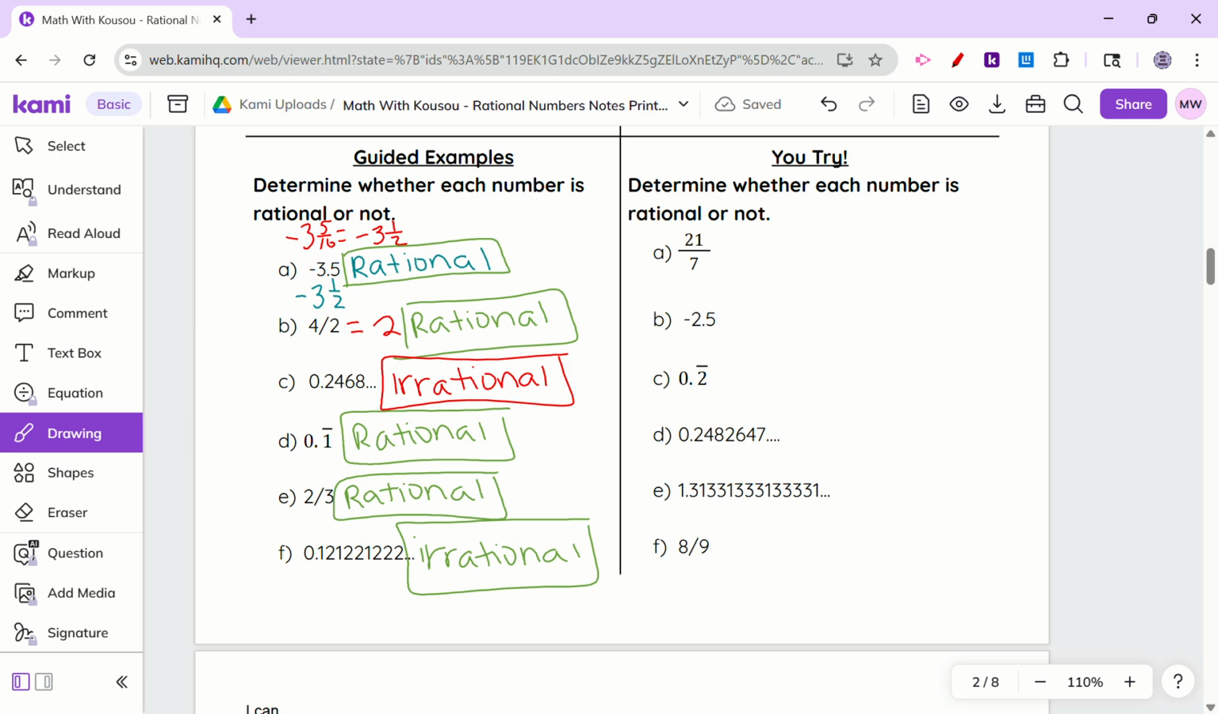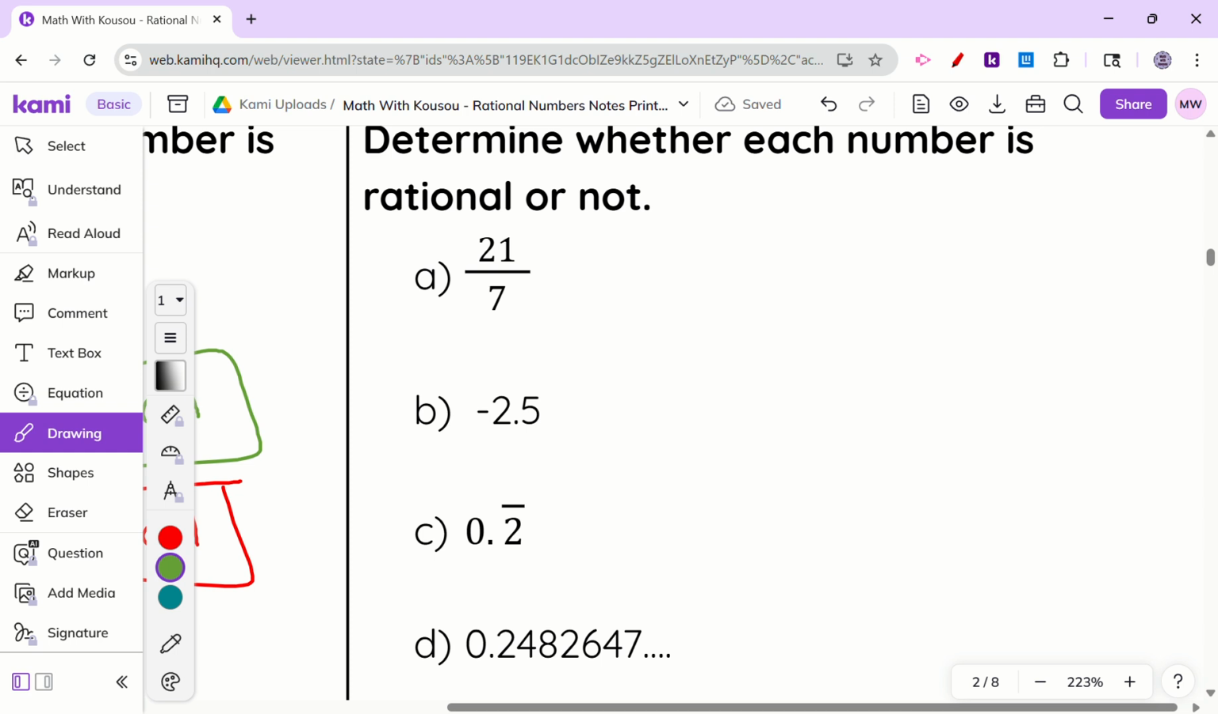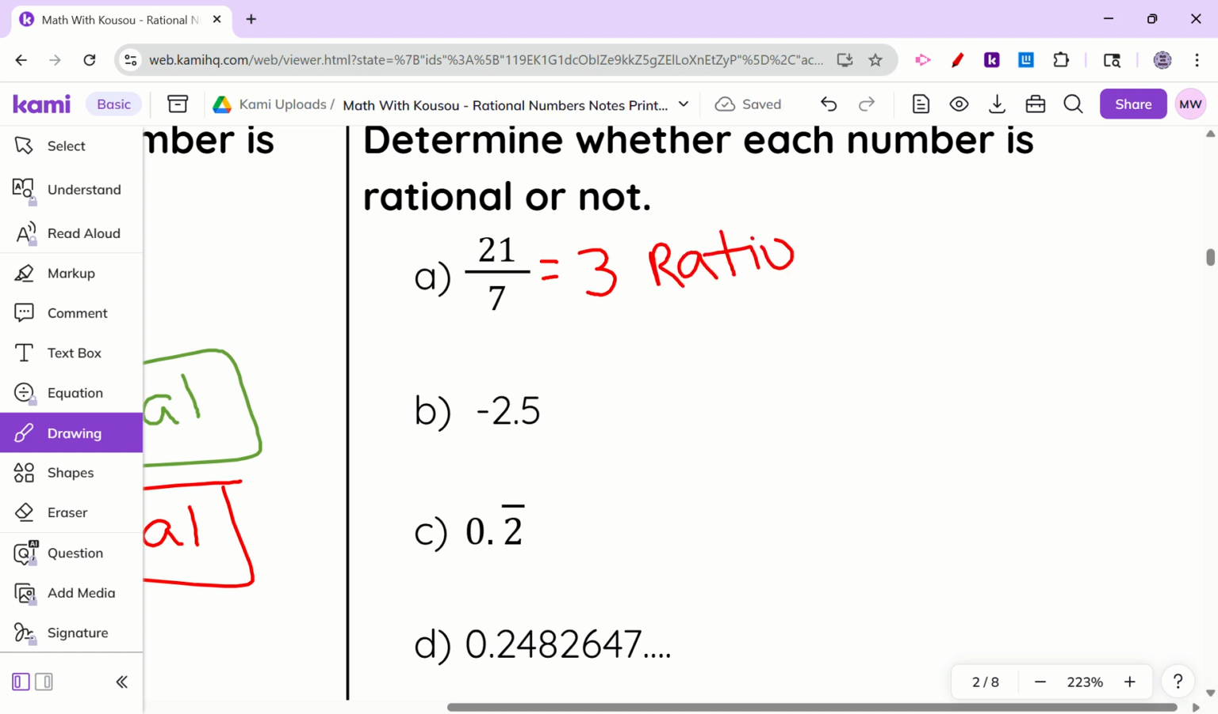Let's go over them. So we have 21 divided by 7, right? This is already a fraction, therefore it's rational. It gives it away for you. But just to be extra clear, right? 21 divided by 7 is 3. That's a whole number. So again, it is rational.